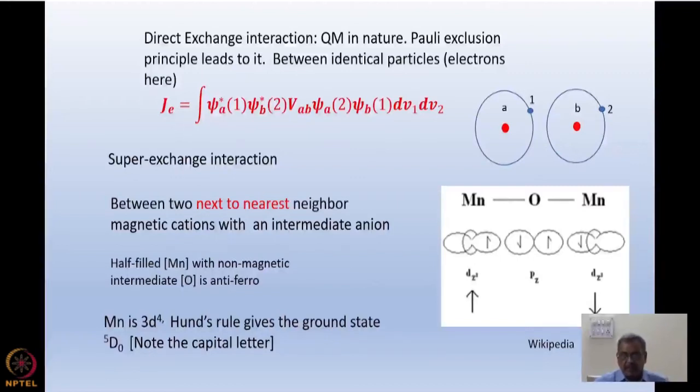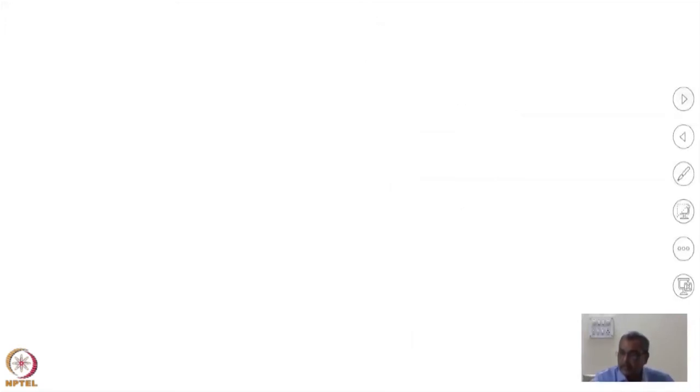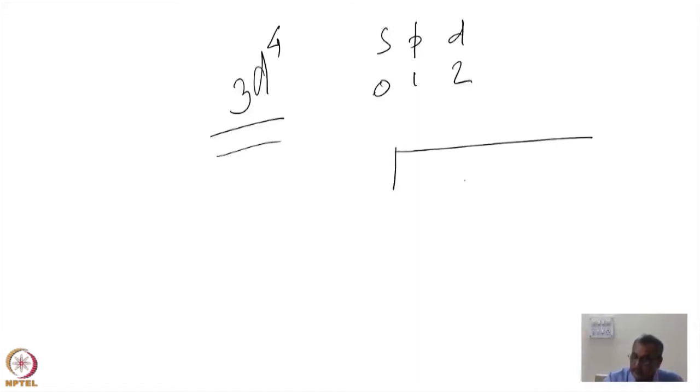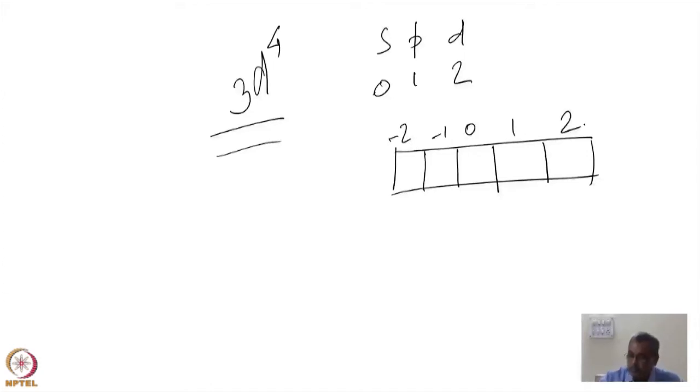For example, manganese is a 3d4 element, and 3d4 means I will just quickly remind you how to calculate the ground state of manganese. So 3d4 is, d is s, p, d, 0, 1, 2. So there are 5 orbitals possible. Minus 2, minus 1, 0, 1, 2. These are the orbitals. Now I have to put electrons in them.